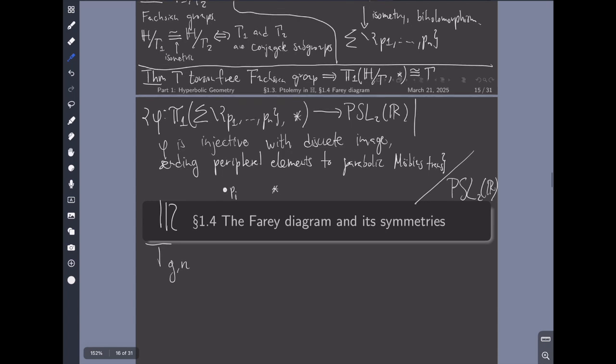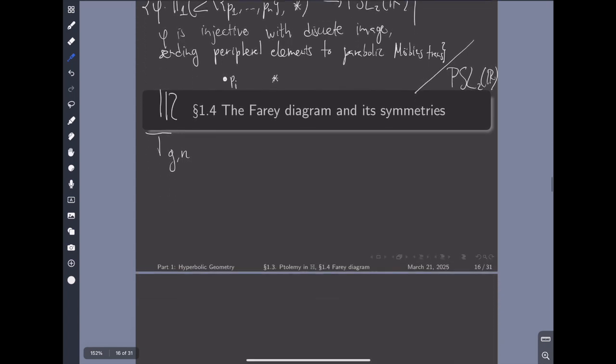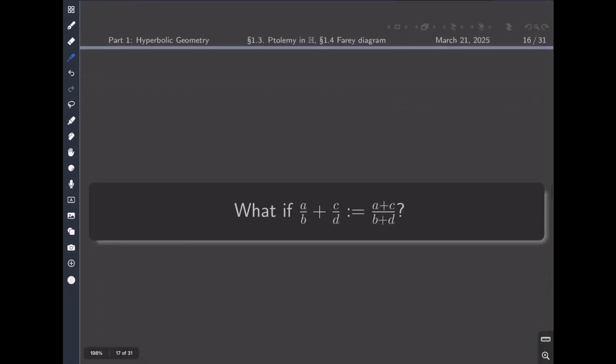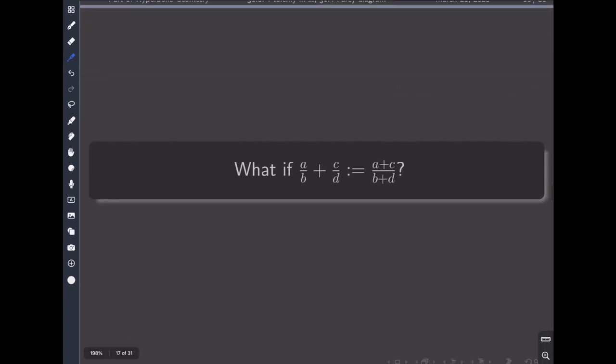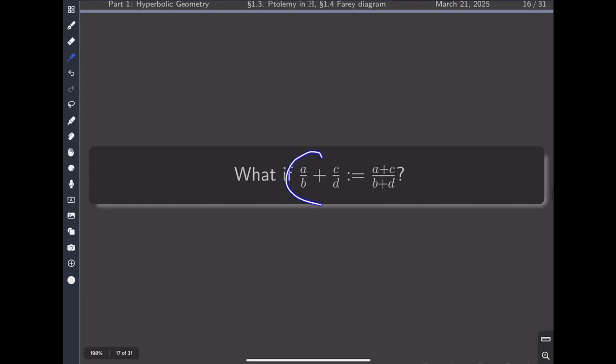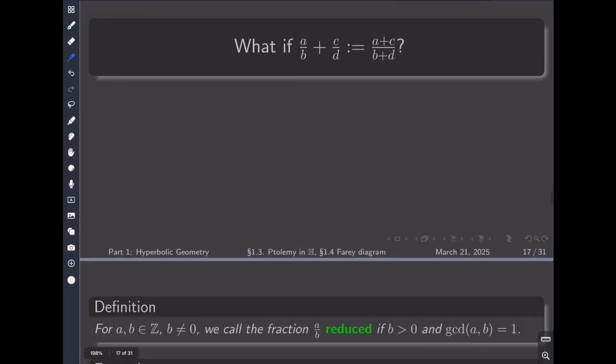So let's switch to the Farey diagram. Okay. So I'm going to begin with the primary school dream, which was to define the addition this way. So of course, we know that this is not possible, right? I mean, at least not in the naive way we would like. We would need a little bit more.